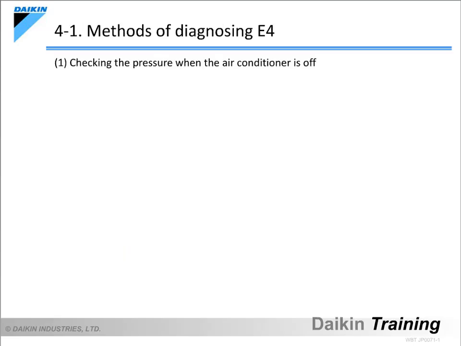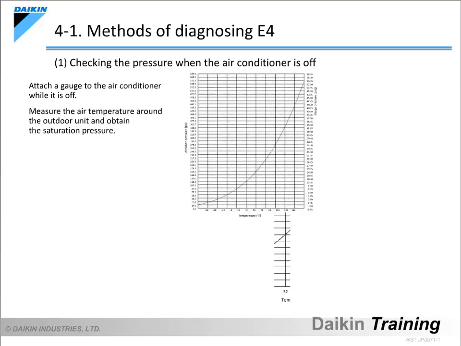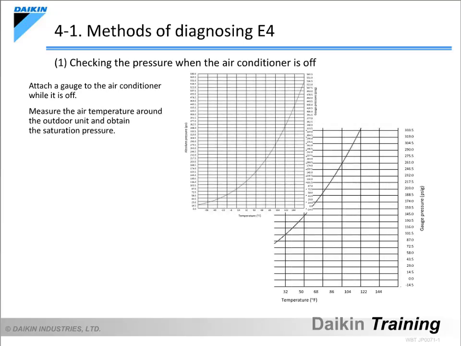Let's now learn about how to check the air conditioner side. The E4 malfunction is caused by various problems with the low pressure part of the air conditioner, and we will look at them one by one. First, attach a gauge to the air conditioner while it is off, and check the pressure when it is off. In this state, measure the air temperature around the outdoor unit and obtain the current refrigerant pressure in the air conditioner using the refrigerant saturation curve.